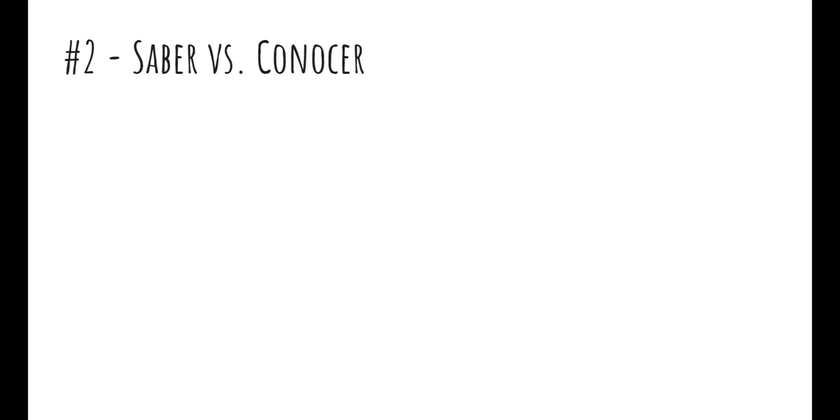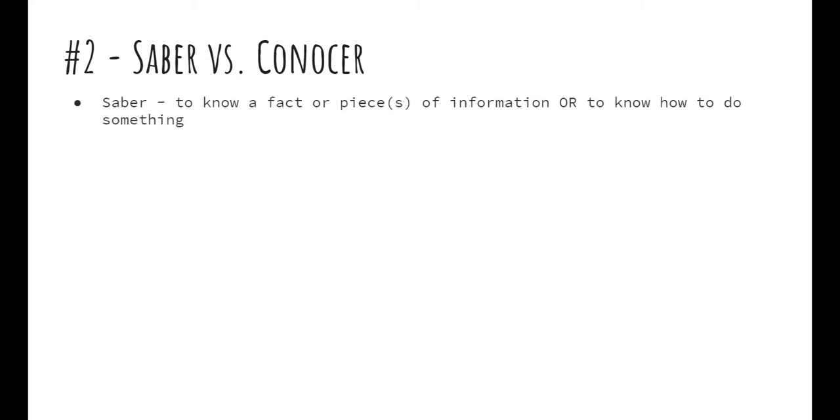All right, now what about saber versus conocer? With these two, how do we tell them apart from each other? When to use saber, when to use conocer? So saber is to know a fact or pieces of information or to know how to do something. So the key to remember for saber is facts or information. You also have falling under that, saber que, to know that. Anytime something is to know that something, it's going to be saber.